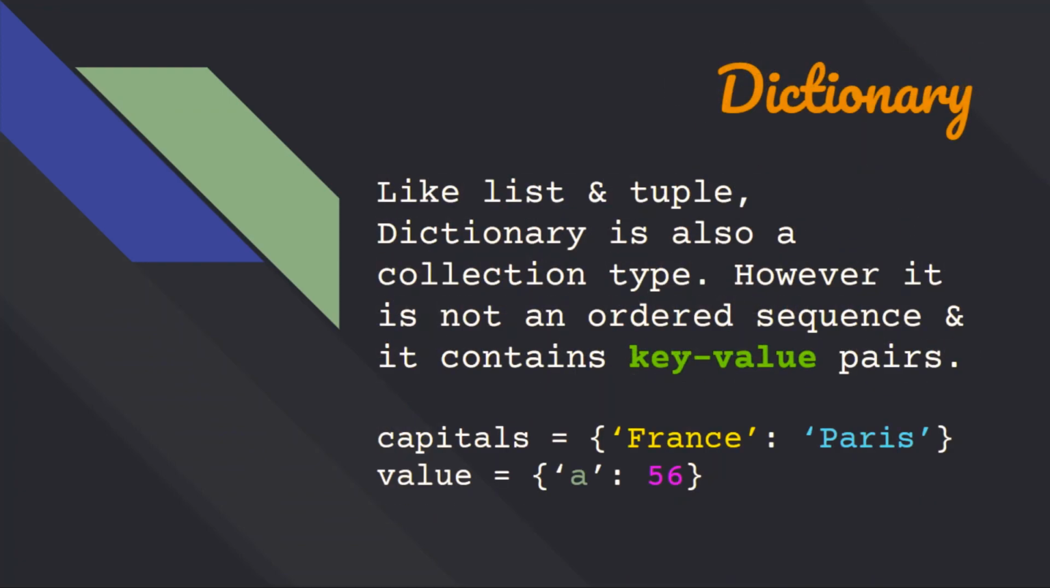Now the next data type is the dictionary. A dictionary is a collection type. In other words, it contains key value pairs, but a dictionary is not an ordered sequence of objects. Key value pairs means, for example, capitals equals France with a colon and then Paris. This means France is the key and Paris is the value of France, like the capital of France is Paris. And the value of A is 56, where A is the key and 56 is the value of the key.